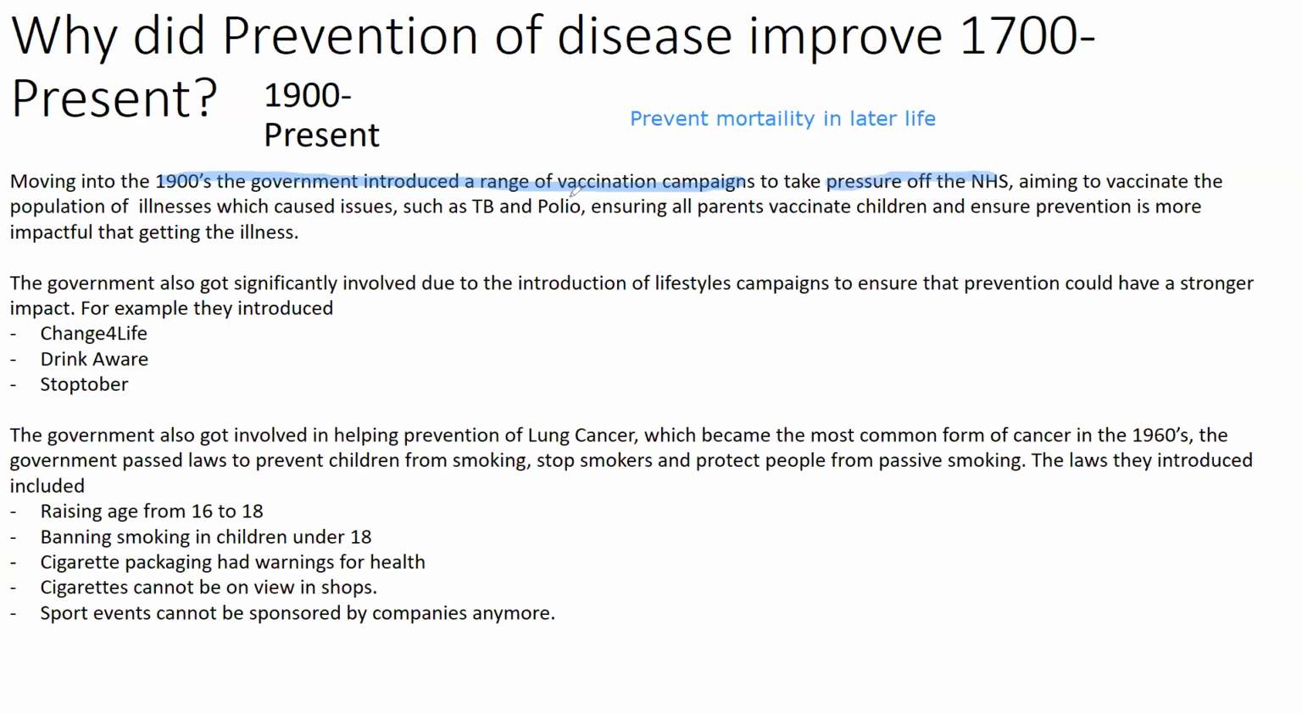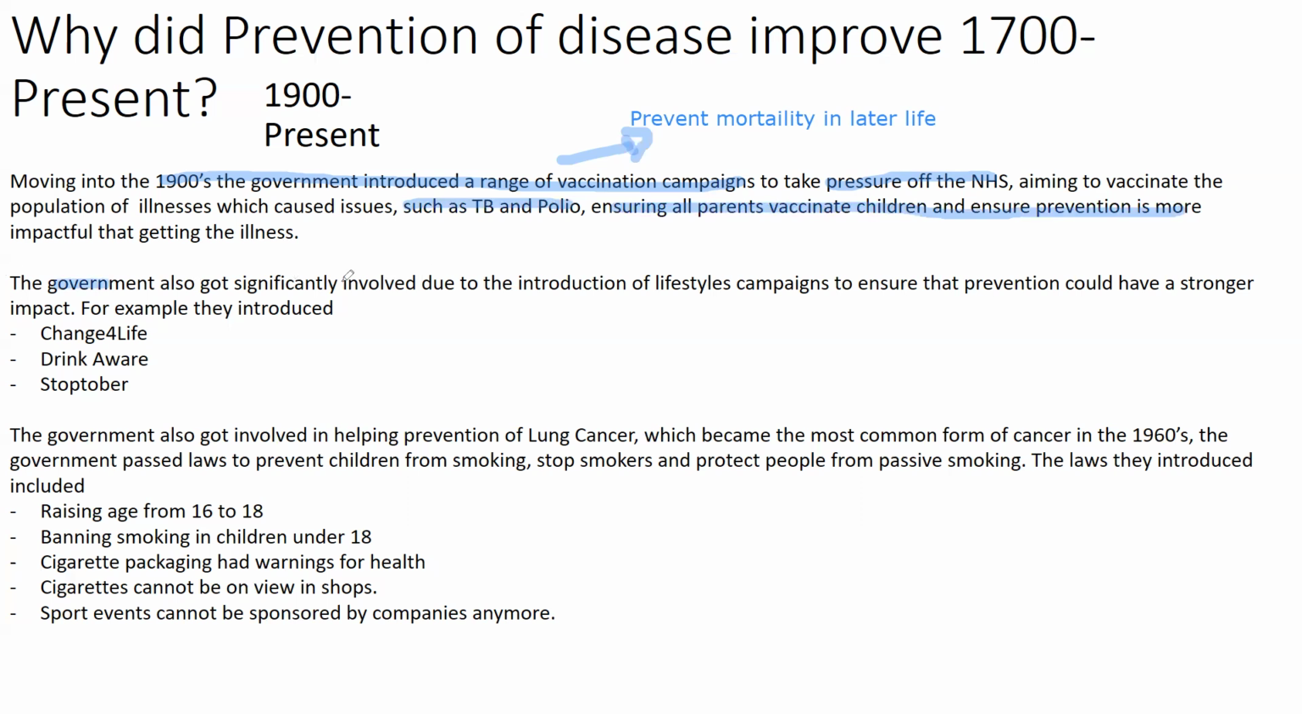But the point of this was to vaccinate the population against illnesses which cause issues, particularly for children, TB and polio, illnesses that can cause paralysis and severe chest problems. The government basically said that all parents had to vaccinate their children because prevention's more impactful than getting the illness. So vaccine campaigns, really important, especially for children.